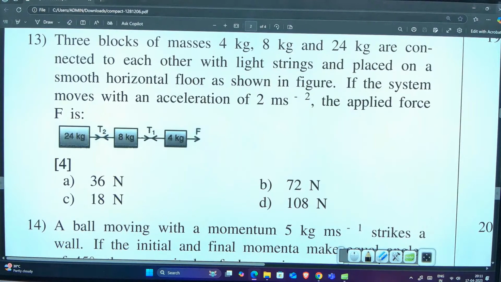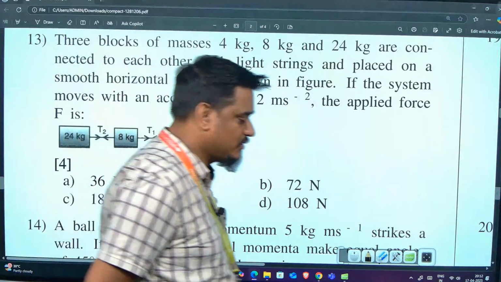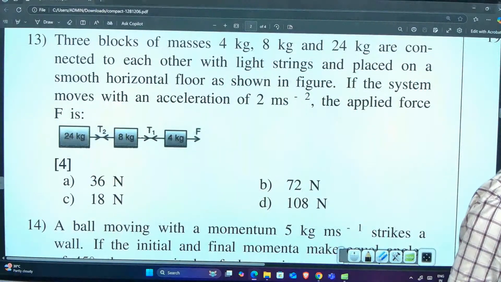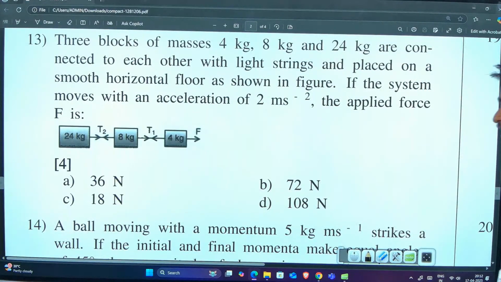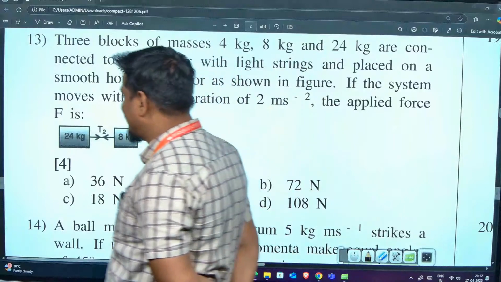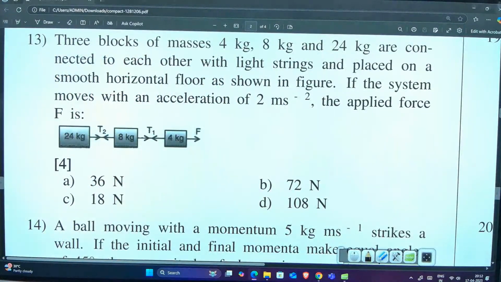Three blocks of masses 4, 8, 24 kg are connected to each other with light strings and placed on a smooth horizontal surface as shown in figure. If the system moves with an acceleration of 2 meter per second square, applied force F is how much? 72, yeah. How 72 came? Option B. M1 plus M2 plus M3 into A, sir. Yes.